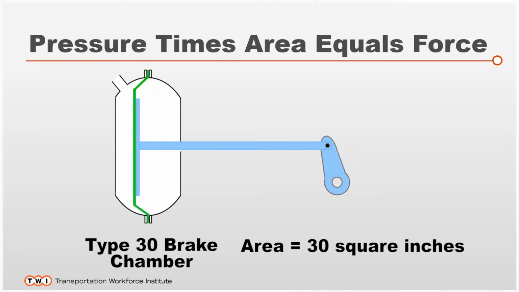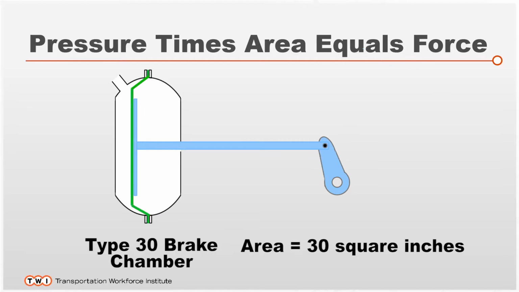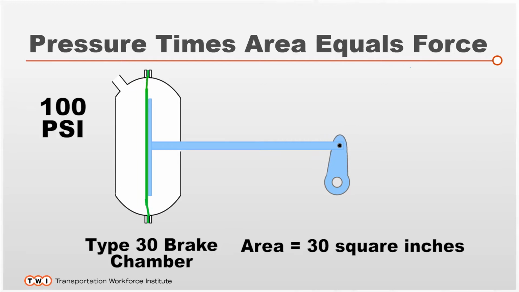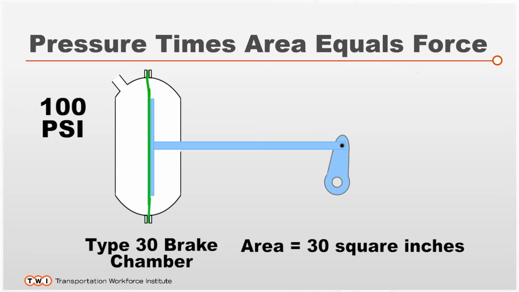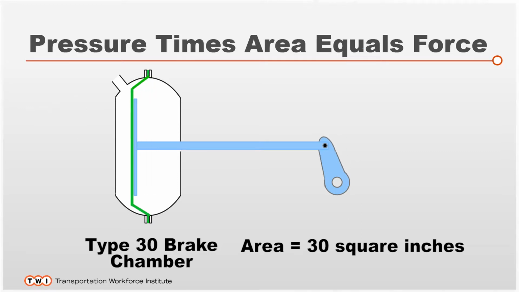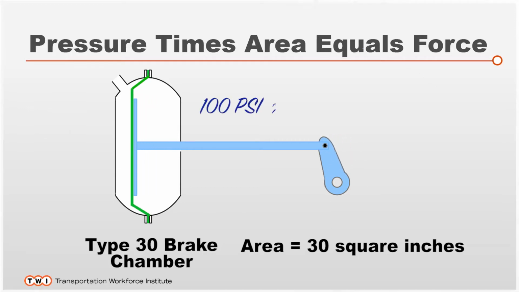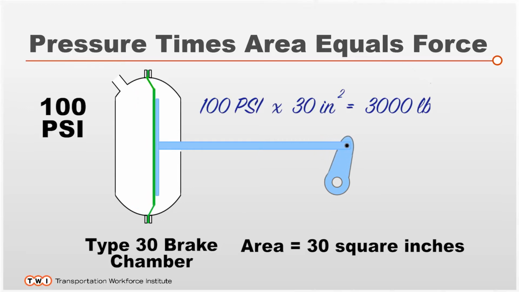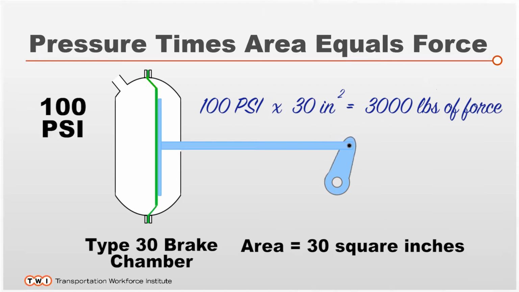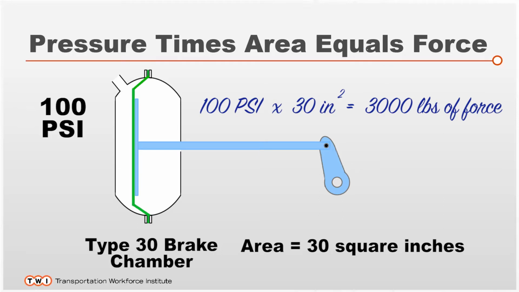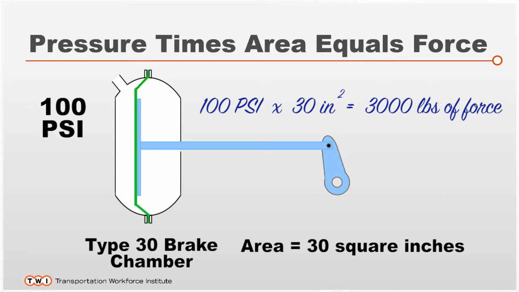That 100 psi is going to push evenly on all surfaces of the brake chamber and cause the diaphragm to balloon over to the non-pressure side, pushing on the piston, which in turn pushes on the push rod. So we have 100 psi times 30 square inches of area, which is going to give you 3,000 pounds of linear force. That 3,000 pounds of linear force will push on the slack adjuster or the brake adjuster, causing the vehicle to stop.